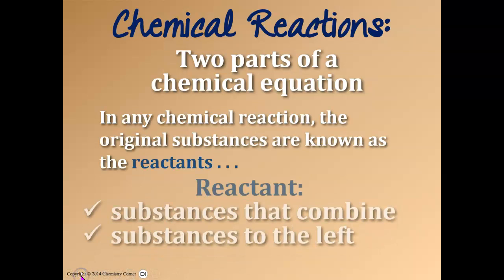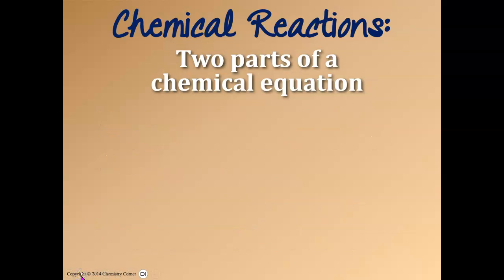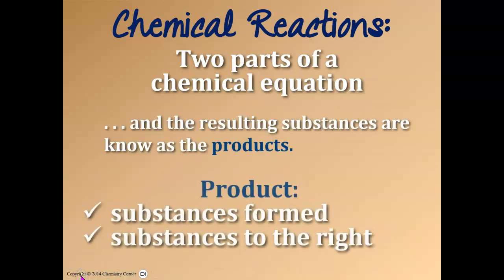There are 2 parts to a chemical equation. We have the reactants. The reactants are on the left side, and these are the substances that are going to combine to produce new substances, or it could start out as a compound and then we are breaking it apart. The other part of a chemical equation are the products. These are the products that are formed based on the reactants that we start with, and they are also to the right side of the chemical equation.